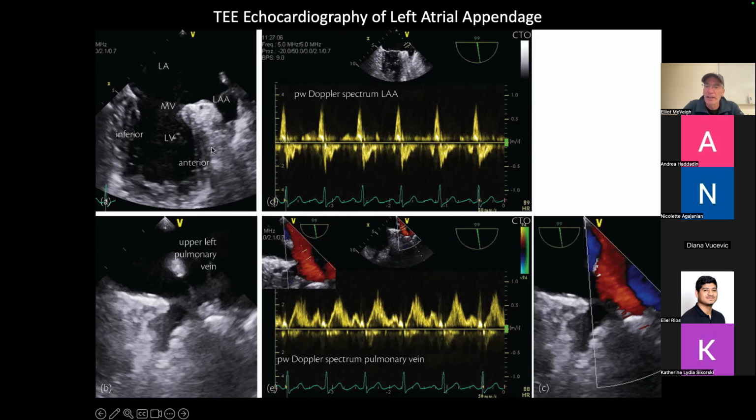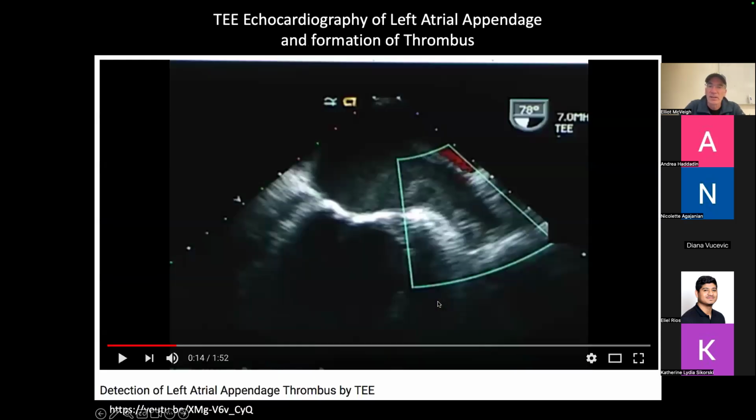And I think I might have a picture. So we can do a Doppler line through here at the left atrial appendage and ask the question, does blood flow go in and out of the left atrial appendage? And here's a picture of this. Again, this is the left atrium up here, left ventricle down here, and the appendage comes off the left atrium.